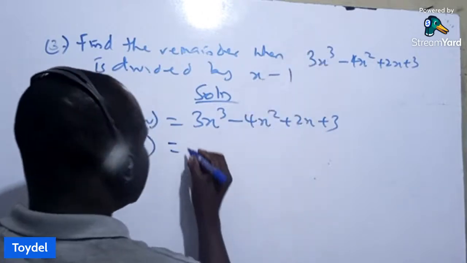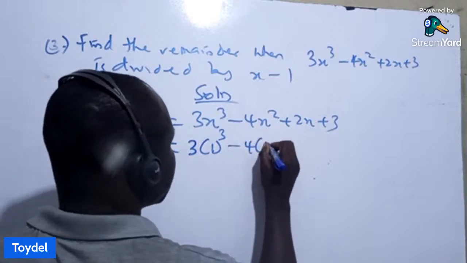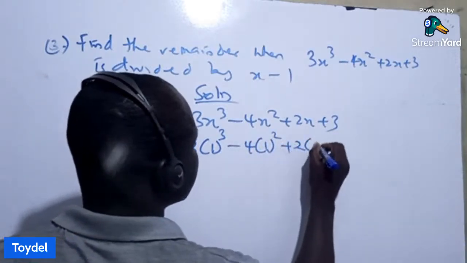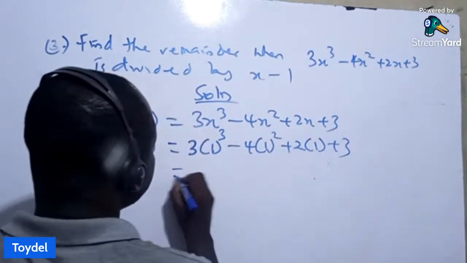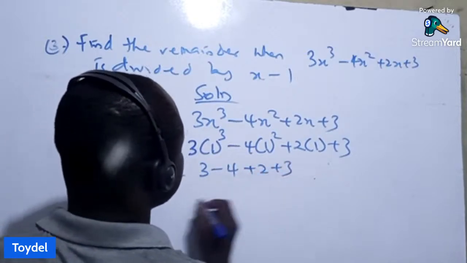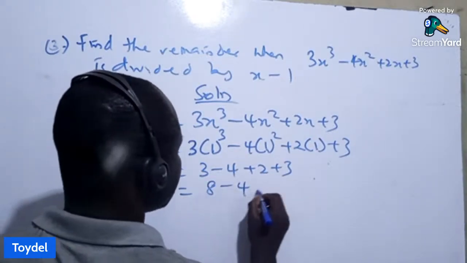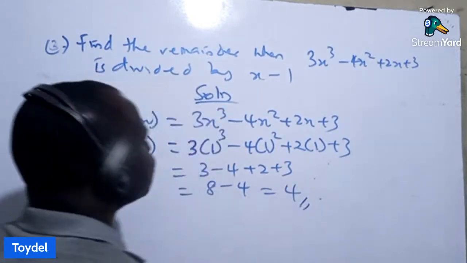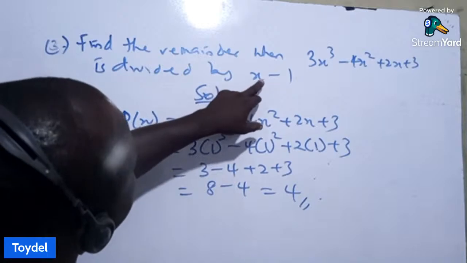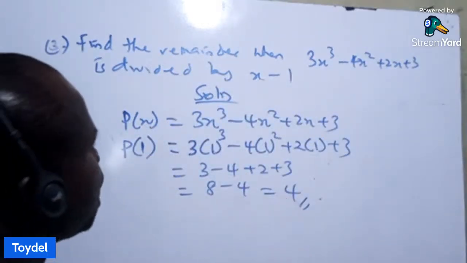Then if you do that, this is 3 into bracket 1 cubed, minus 4 into bracket 1 squared, plus 2 into bracket 1, plus 3. So what do we get here? This is 3 minus 4 plus 2 plus 3. Then at the end of the day, we have 3 plus 2 plus 3. That is 8 minus 4. And we are going to get 4. So if you use x minus 1 to divide the polynomial there, we are going to get 4 as our remainder.